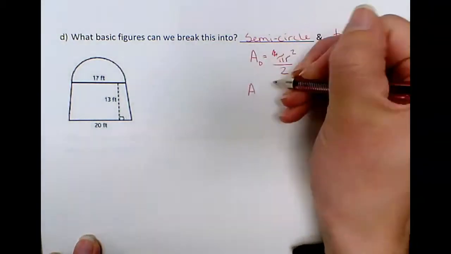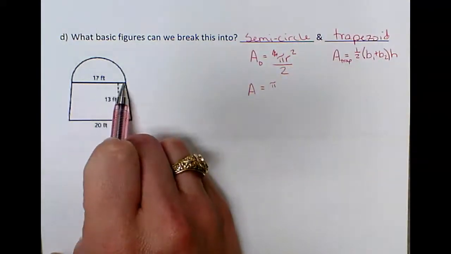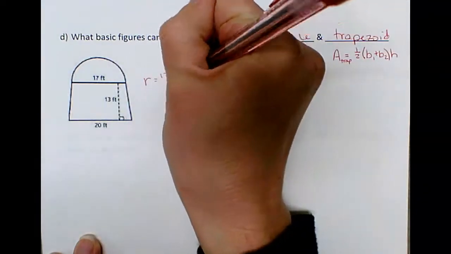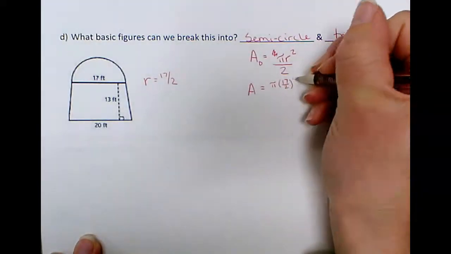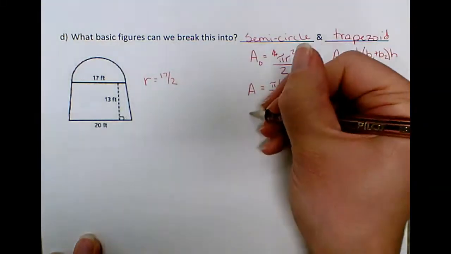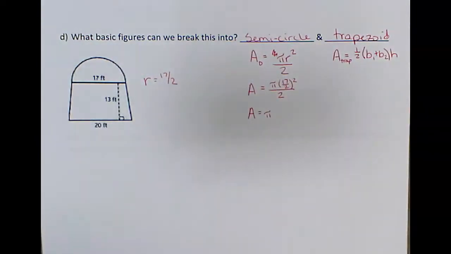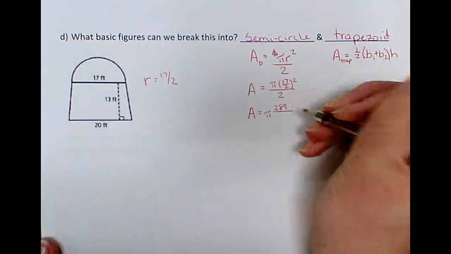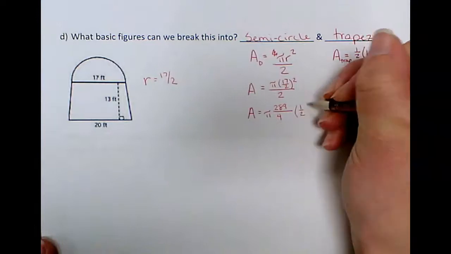Let's find the area of the semicircle first. Pi times the radius. Well, if the diameter is 17, how do you find the radius? The radius equals half of the diameter, so 17 over 2. Okay. So the area equals pi times 17 squared, which is 289, over 2 squared, which is 4. And you're dividing it by 2, so you're multiplying by another 1/2.